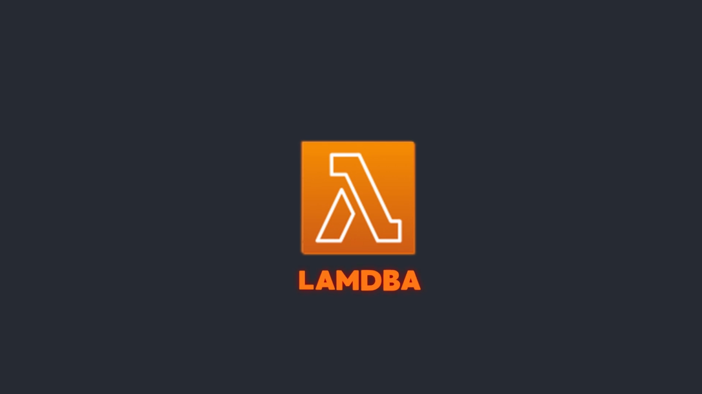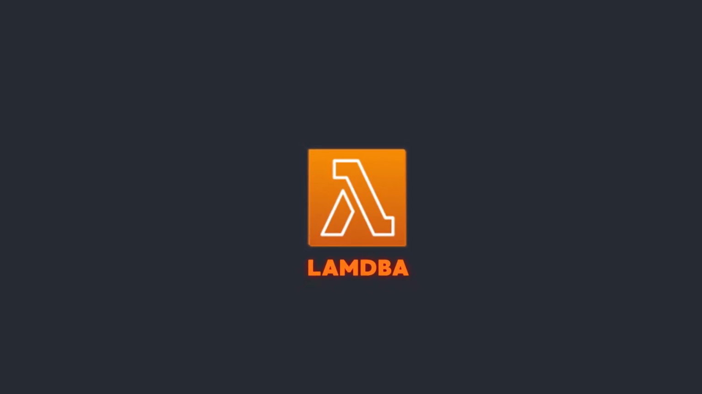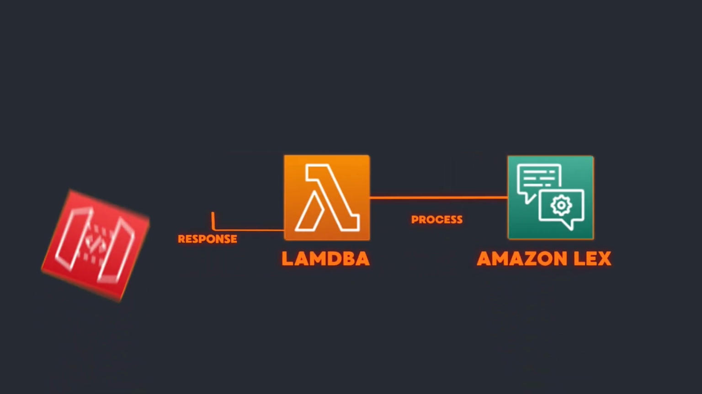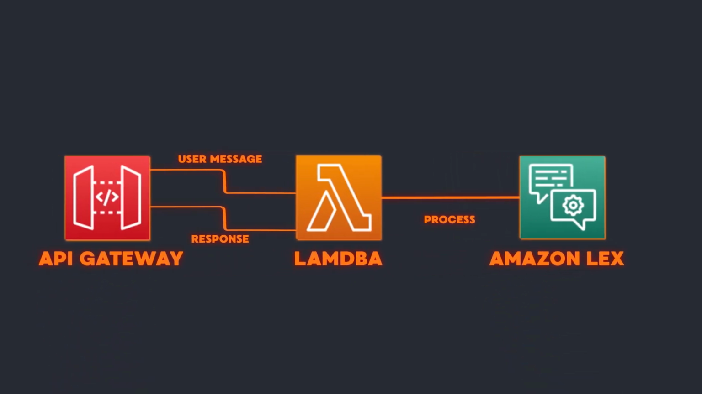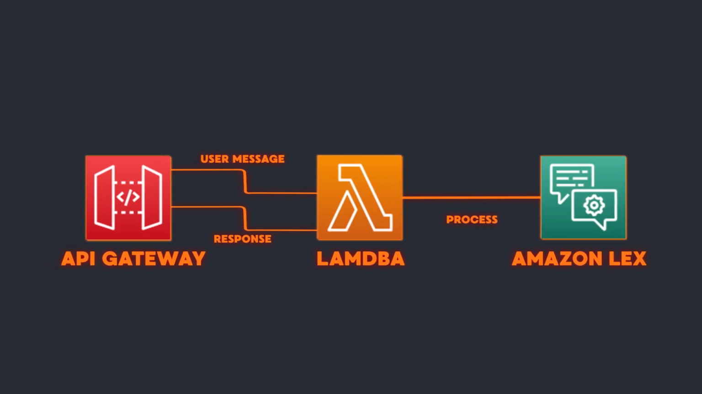Lambda can power conversational interfaces, handling natural language processing tasks. Here is a simple chatbot function that integrates with Amazon Lex. API Gateway routes user messages through Lambda to Amazon Lex, enabling intelligent chatbot responses without managing servers.